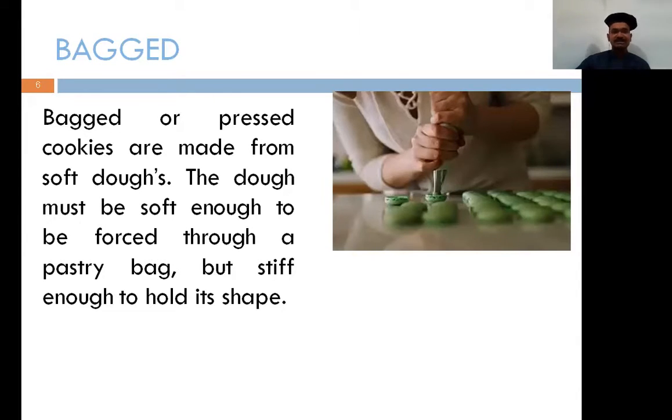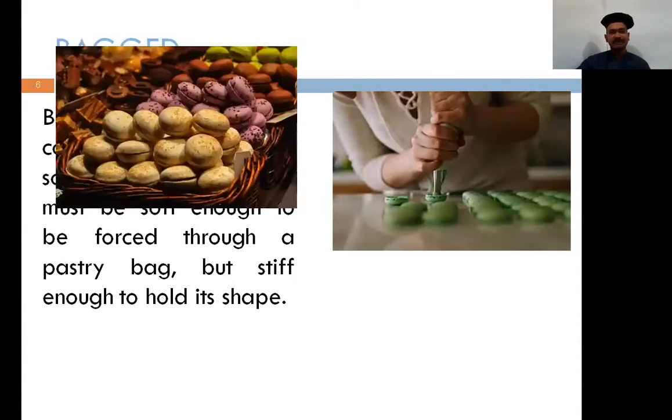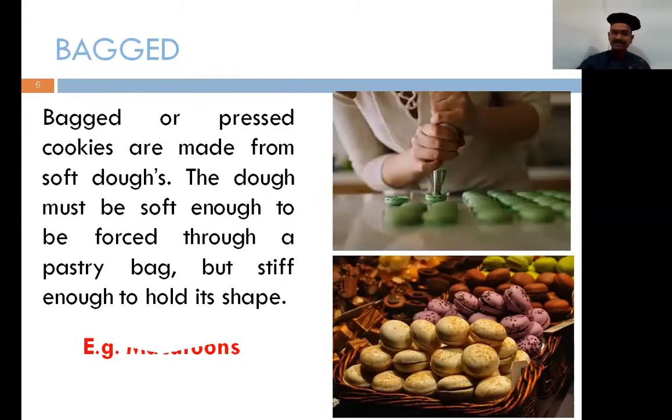The dough must be soft enough to be forced through a piping bag, but it should also be stiff enough to hold its shape after you pipe it. The classical example is macaroons. You make the mix, put it in the piping bag and start piping the macaroons.